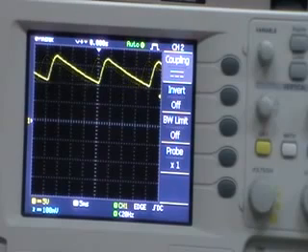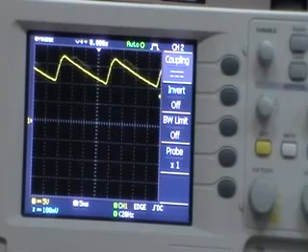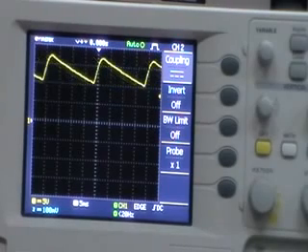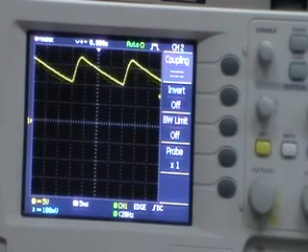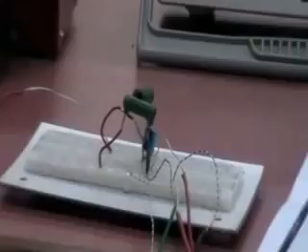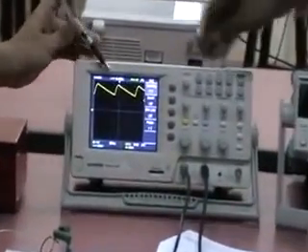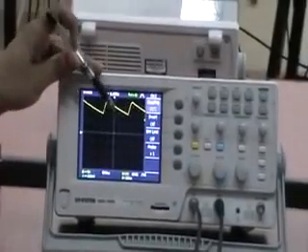Coming to the second explanation, the capacitor that we are going to use is an electrolytic capacitor with 330 microfarads. So we can observe the output waveforms here, and we can also measure the peak to peak ripple voltage here.